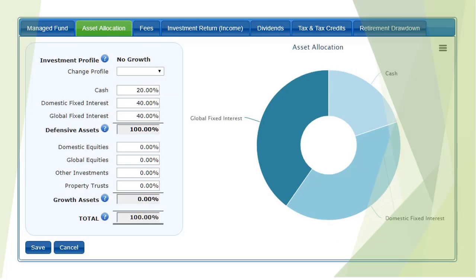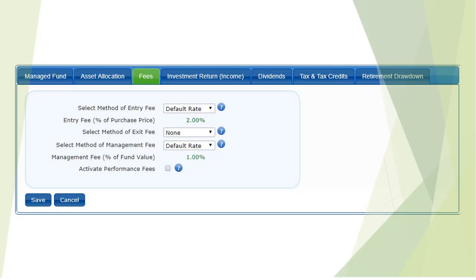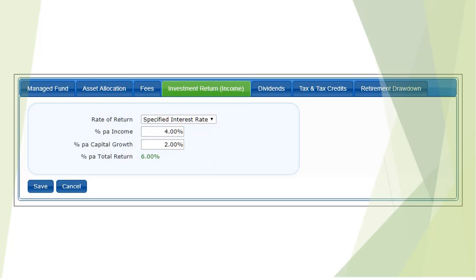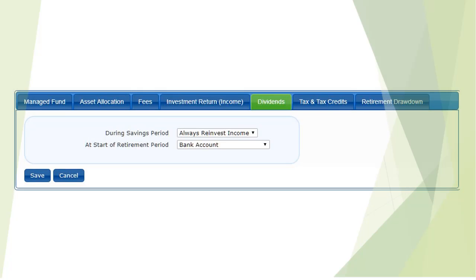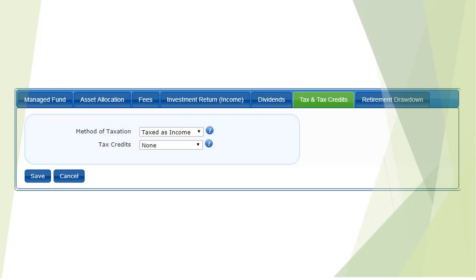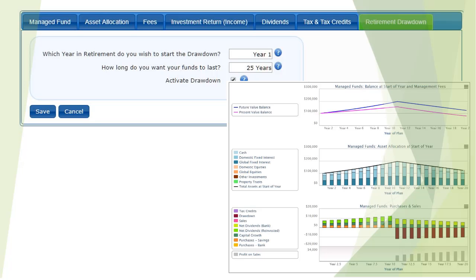The asset allocation is 20% to cash and 40% to both domestic and global fixed interest. The default rates for fees have not been changed, however these are most likely to be excessive for this type of fund. The investment return has been changed from the default rates. Note that a small amount of capital growth is included for the bond account. The dividends have been reinvested for the savings phase and transferred to the transaction account for the retirement phase. There will be no tax credits for this account. The drawdown will be activated using the default entries.